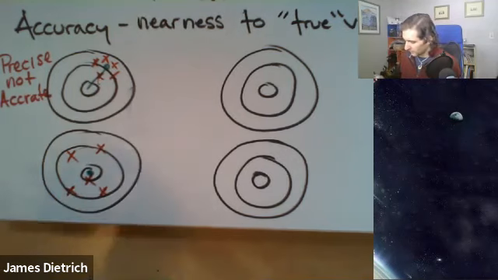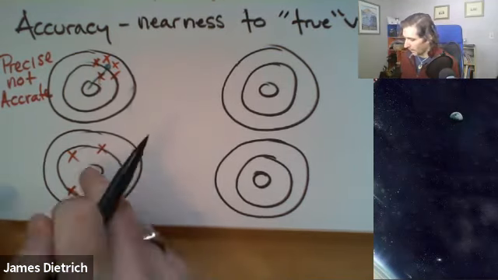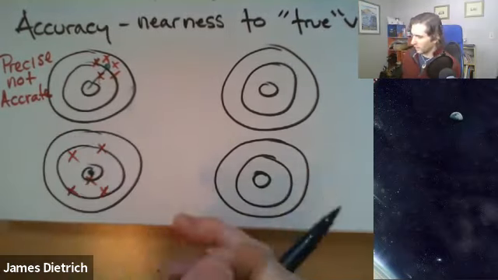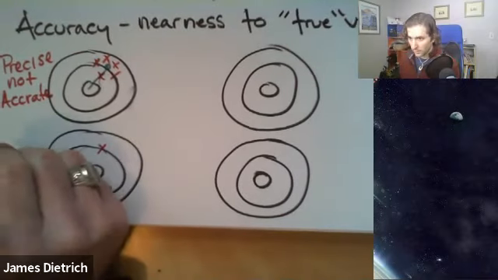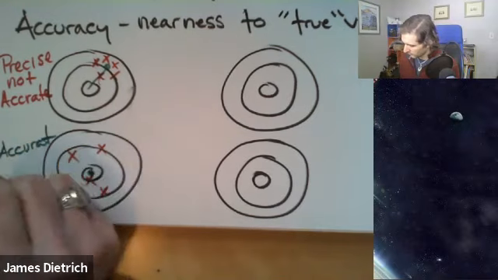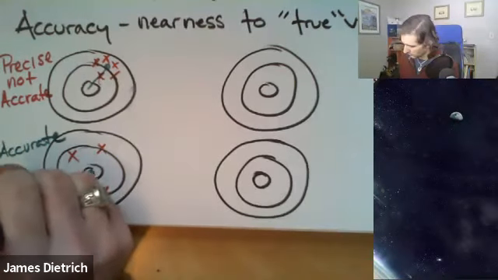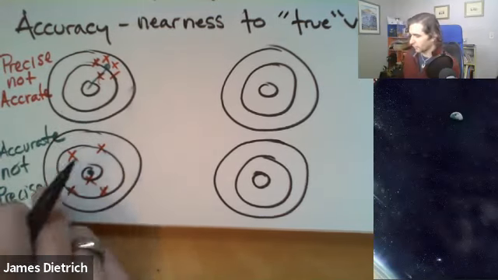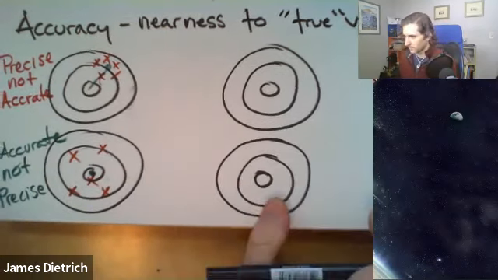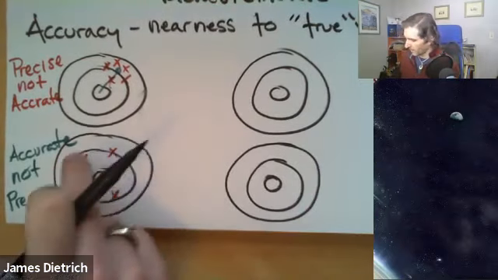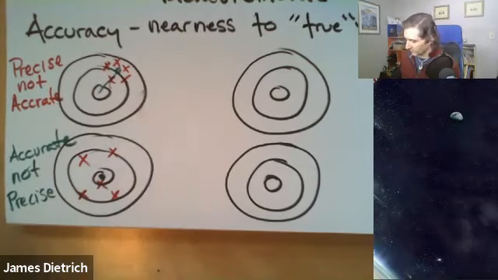Because the average of our measurements is near the middle, but our spread is fairly wide, this would be accurate but not precise. A fairly wide spread, but the average of those gets us towards the middle there.